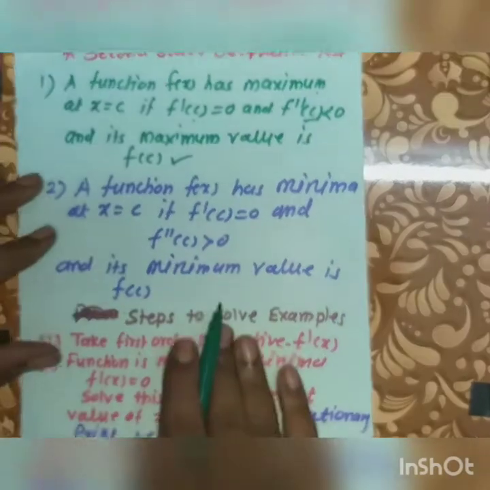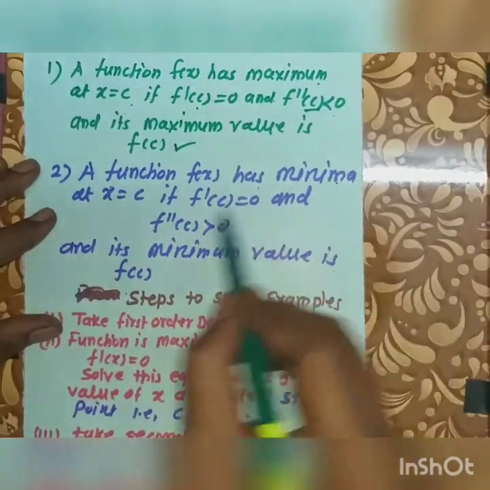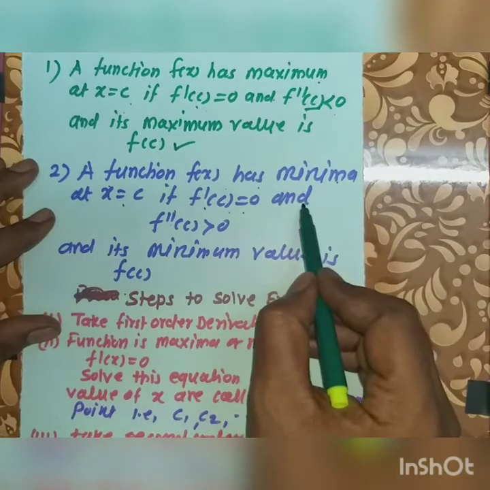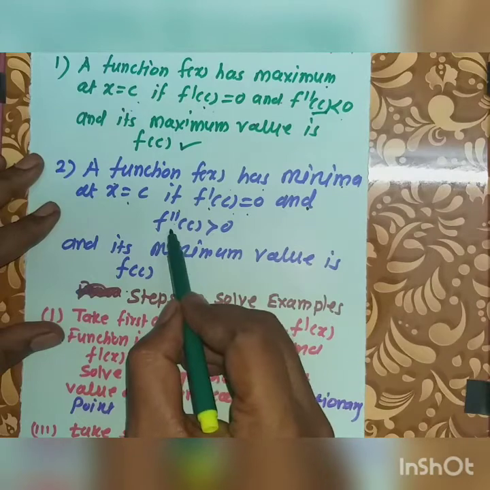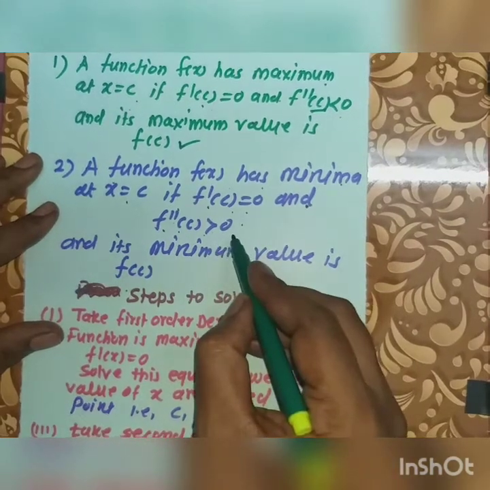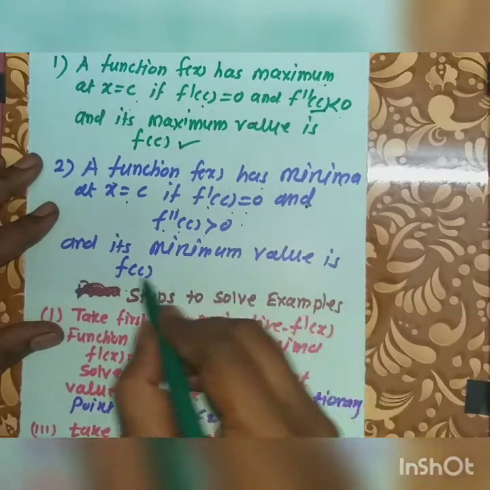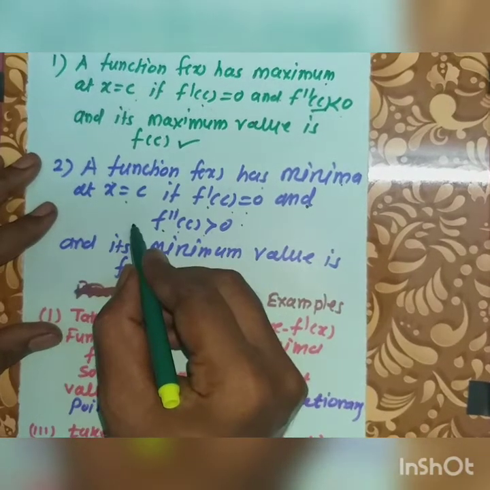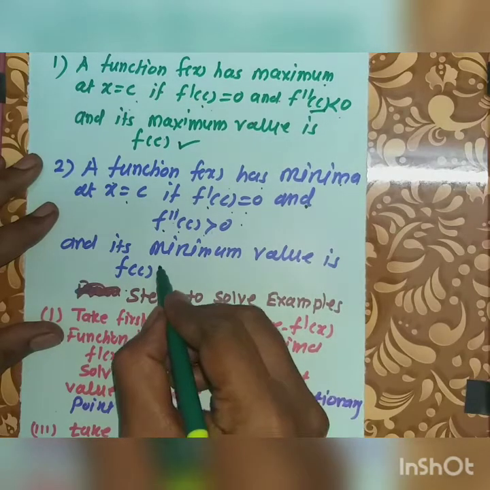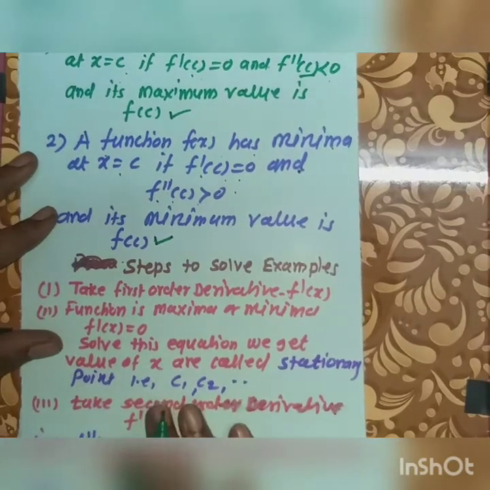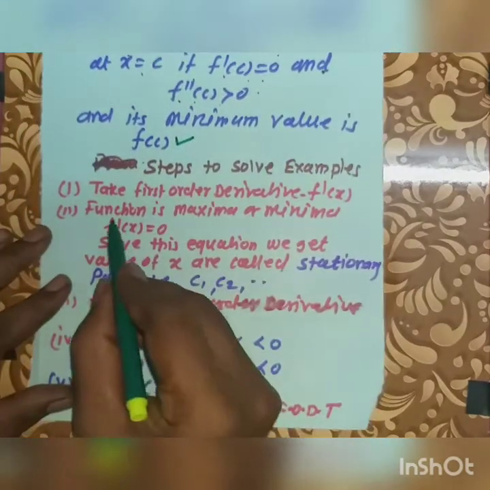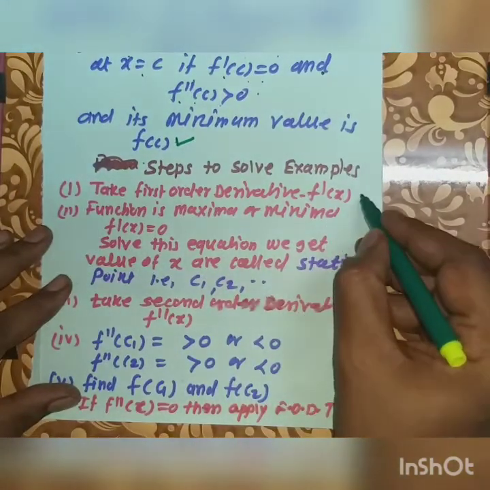If the second order derivative at that point is negative, then the function is maximum, and we find the maximum value f of C. A function f of x has a minimum at x is equal to C if f dash of C is equal to 0 and f double dash of C is greater than 0. The second order derivative at that point is positive, so we say the function is minimum at that point and its minimum value is f of C. Steps to solve the example: first step, take the first order derivative, that is f dash of x.